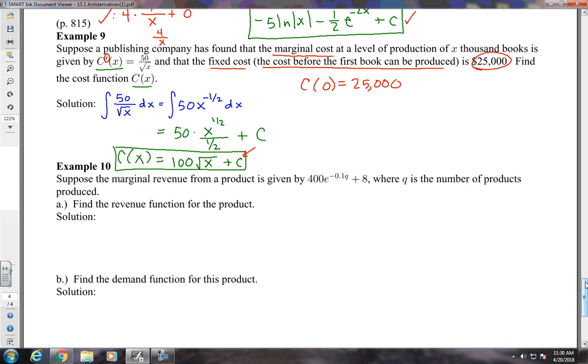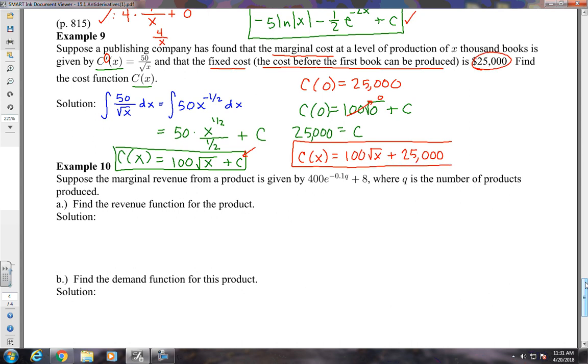Okay? So C of 0 from my integration process is 100 times the square root of 0 plus C. And we know this is equal to 25,000. And notice here, 100 times the square root of 0 is 0. So we can see that our C must be 25,000. Therefore, our refined cost function, our final answer, is C of x equals 100 square root of x plus 25,000. No ambiguity there. We know exactly what the total cost function is.